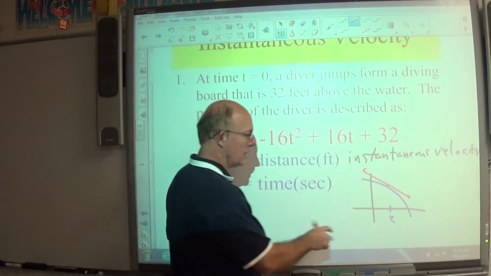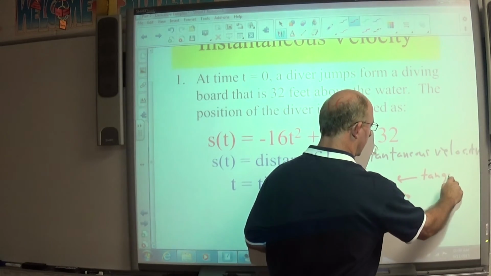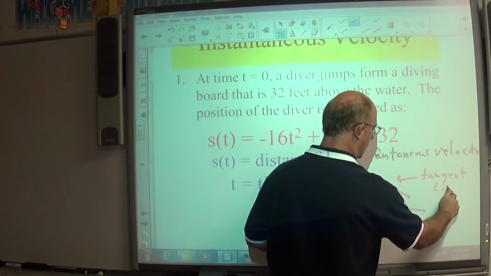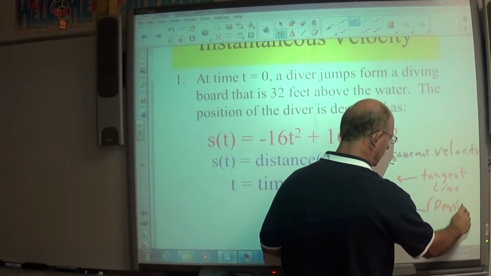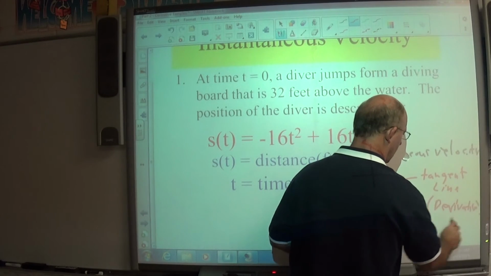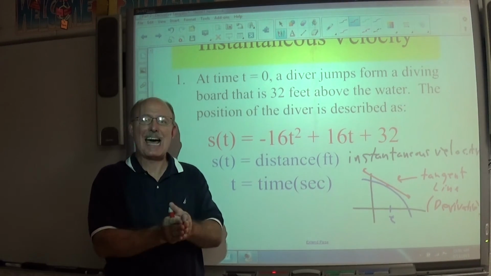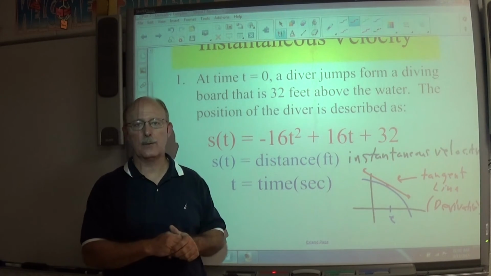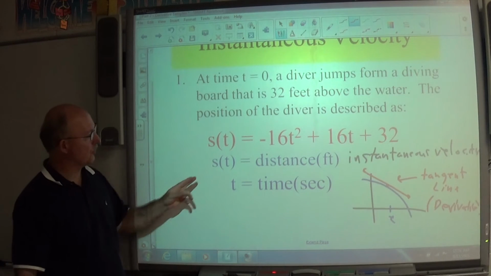Now this time we have to use our derivative. So this is the slope of our tangent line, and this time we have to use the derivative. So we get instantaneous velocity at a particular instant in time. So let's take a look and see what our problem is asking for now.